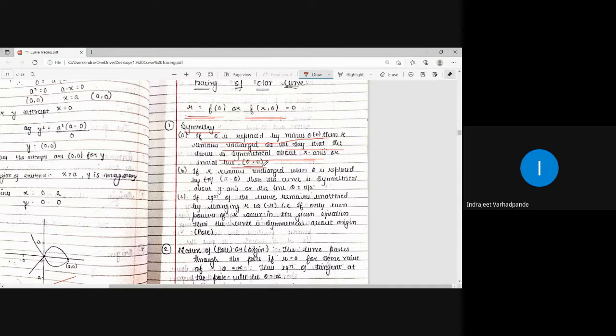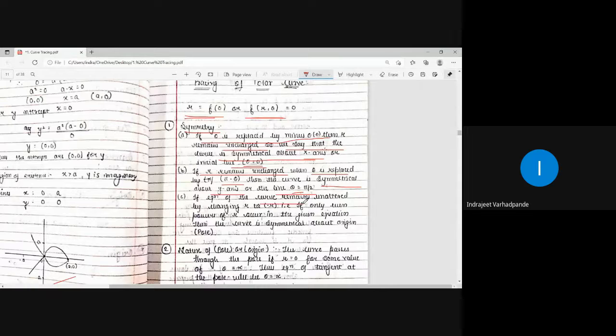About the x-axis, in the polar coordinate system, it is always written as about the initial line. The x-axis is denoted by the initial line. If r remains unchanged when theta is replaced by pi minus theta, the curve is symmetrical about the y-axis or the line theta is equal to pi by 2. So accordingly, when theta is replaced by pi minus theta, it will be symmetrical about the y-axis or the line theta is equal to pi by 2. Theta is equal to pi by 2 is nothing but the y-axis.